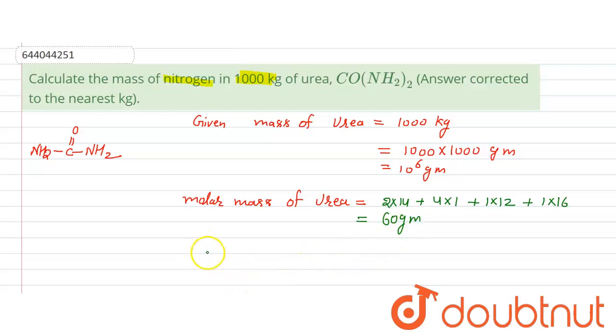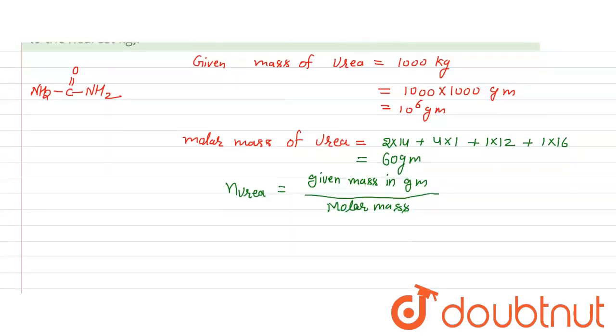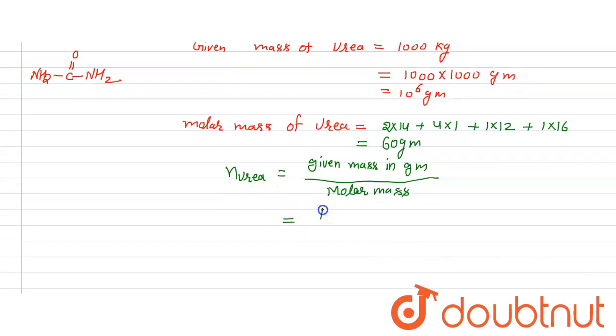So first of all, calculate the moles of urea. Moles of urea is given mass in gram divided by molar mass. So it is given mass 10 to the power 6 gram divided by 60. This is the number of moles of urea.